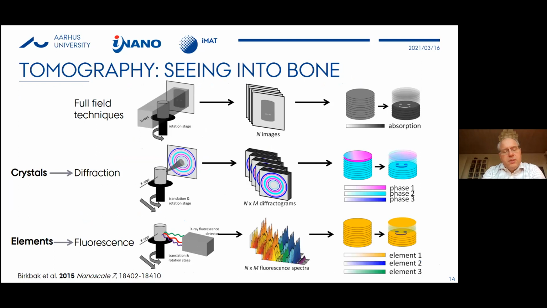Then we rotate it, measure again, rotate, measure again, and then we build up a tomographic data set just like for the full field imaging I described before. Then we can mathematically reconstruct what would be the diffraction pattern from inside the sample. And you can do the exact same with X-ray fluorescence, which provides you the signatures and thereby concentrations of heavy elements, such as in our case, calcium and strontium.